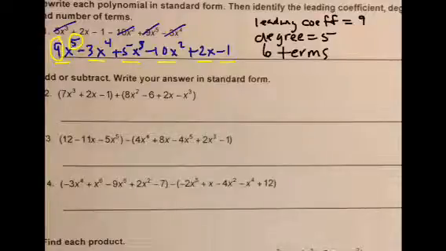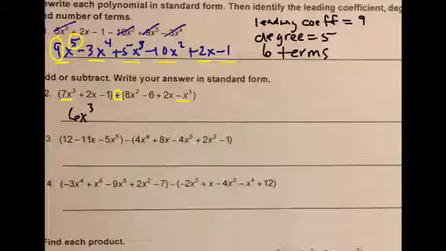Okay, for 2 through 4, we're going to add or subtract, and write the answer in standard form. So what I do is just look for the highest degree in both polynomials. The highest degree is 3. So I'm going to combine, and because this is addition, we're just going to combine. So keep the signs the same. So 7x cubed minus x cubed, that gives you 6x cubed.